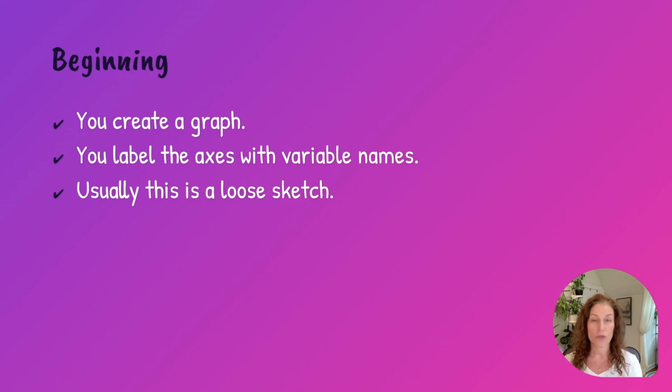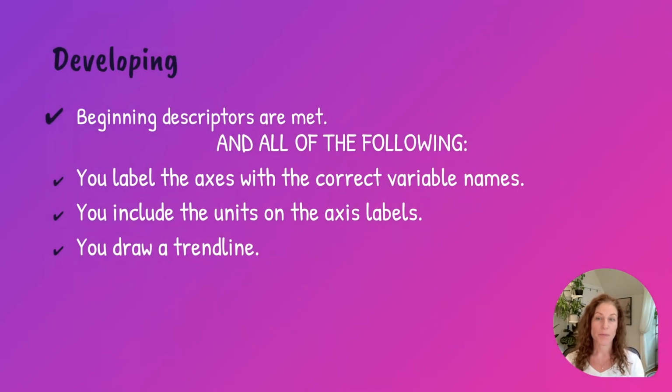Beginning level means you create a graph. It means you label the axis with the variable names. You just sketch a line. It may be wrong. The axis labels may be wrong, but you did something. You tried.